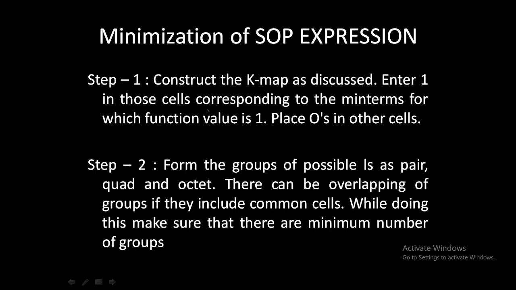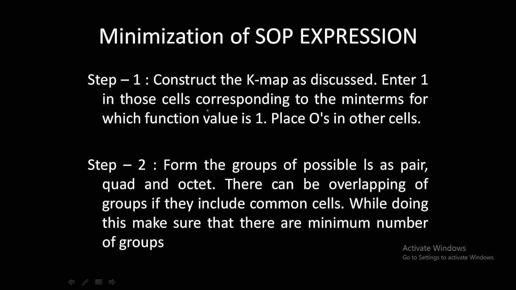Now, minimization of SOP expressions. Let us see what this is. The first step is to construct the K-map as we have discussed and enter 1 in those cells corresponding to the minterms, since for SOP we will group ones, and place zeros in the other cells. Form the possible groups as pair, quad and octet. Then there can be overlapping of groups if they include common cells. While doing this, make sure that there is a minimum number of groups. So we should always follow the minimum rule.